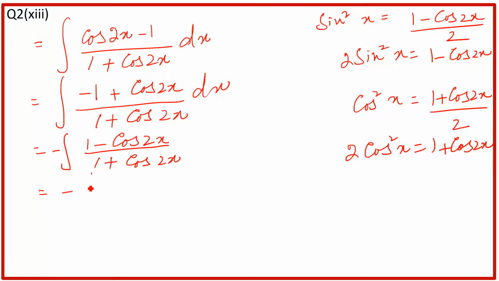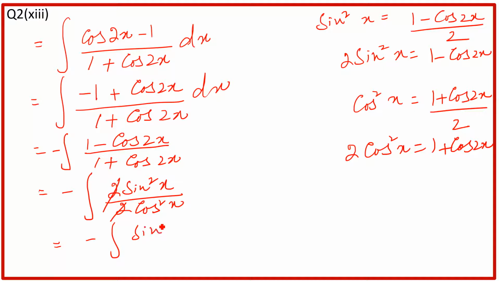Now we are going to put the values. 1 minus cos 2x is equal to 2 sine square x. For 1 plus cos 2x, we will write down 2 cos square x. This 2 will cancel, so we have sine square x divided by cos square x. Please do not forget to write down dx as well. Sine square x divided by cos square x is equal to tangent square x.